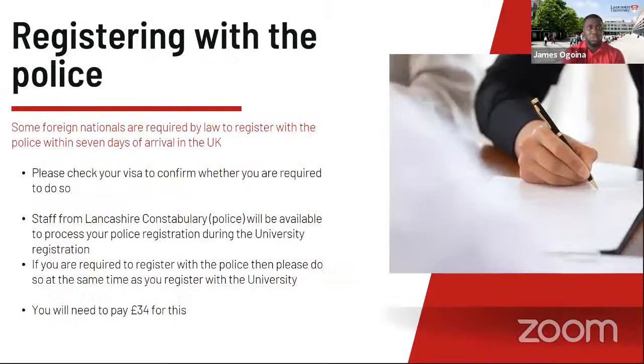So some nationals, some students, have to register with the police department. You can do this when you arrive in the UK, as you are registering with the university. You have staff from the police department there to register you as well. So there's nothing to worry about. It's a very easy process. You will also be required to pay about £334 for this registration.